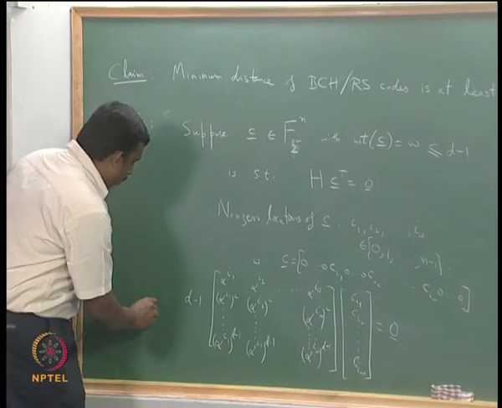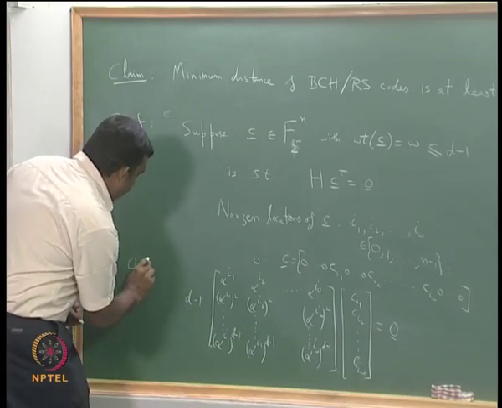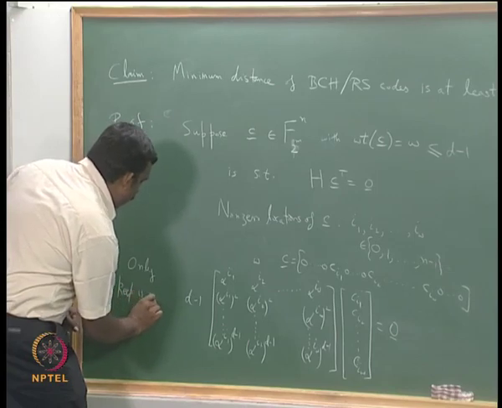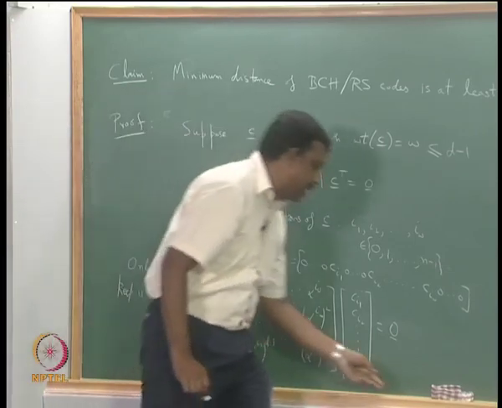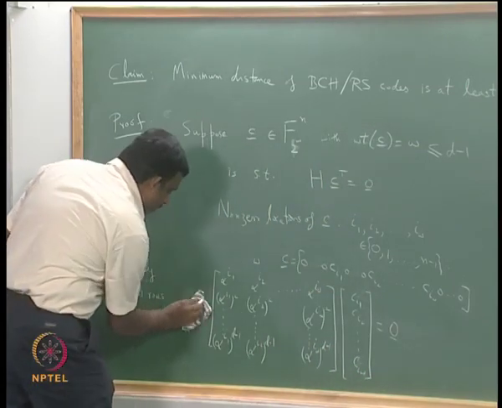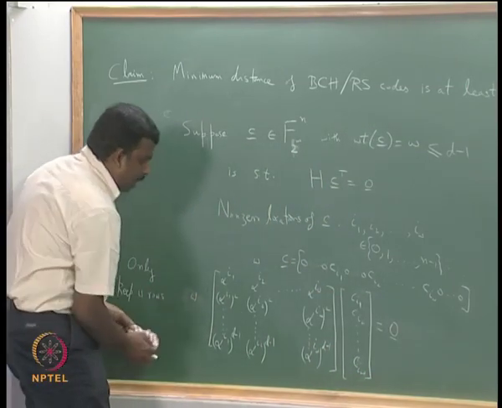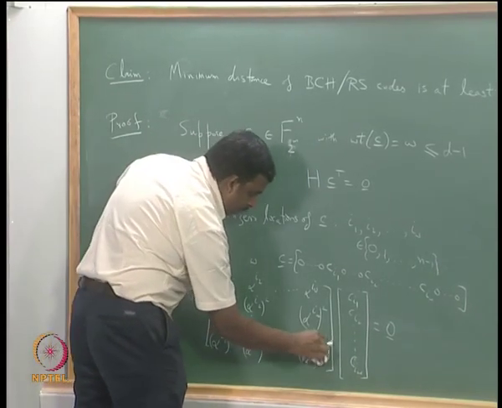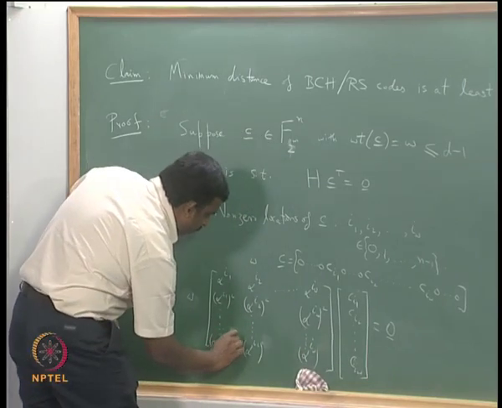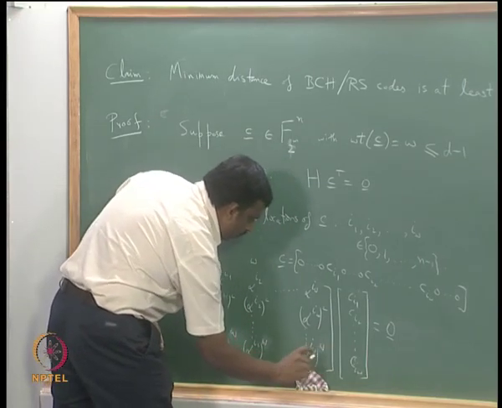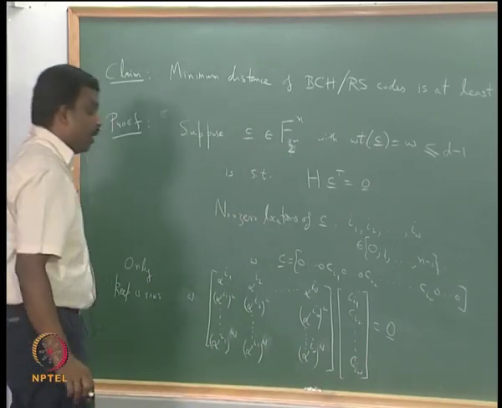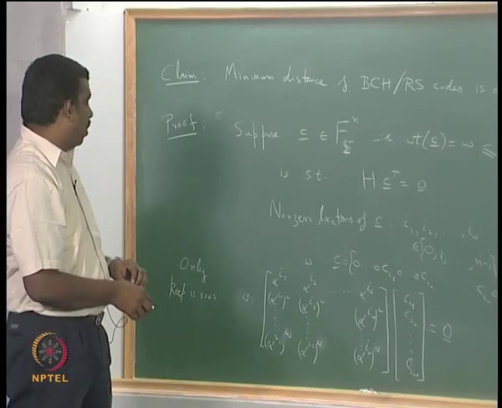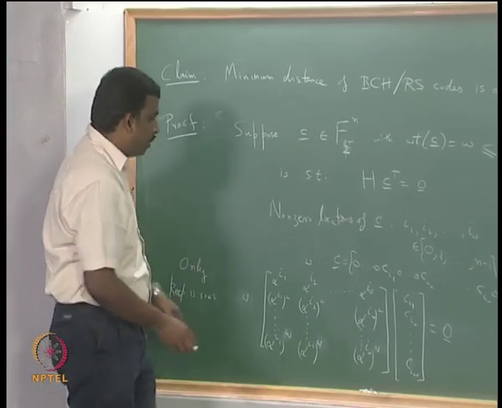If you only keep W rows, what will change here is this will become W rows, and instead of d minus 1 I will have W. Is that okay? That is fine. When I did this, the matrix became square.